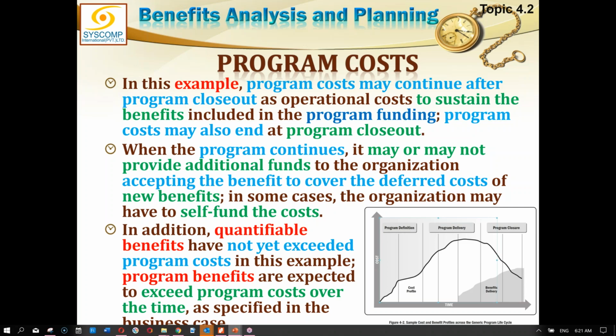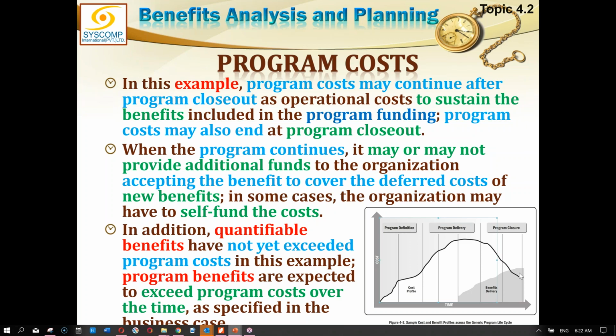Okay, can you go over this? The last point: in addition, quantifiable benefits have not yet exceeded program costs in this example. Okay, you see here, the benefits so far have reached this level, right? And the cost has reached this level. This is the highest cost which has been spent so far. So if the benefits are less than the cost spent, this is not feasible at all. You agree with this? Yeah.